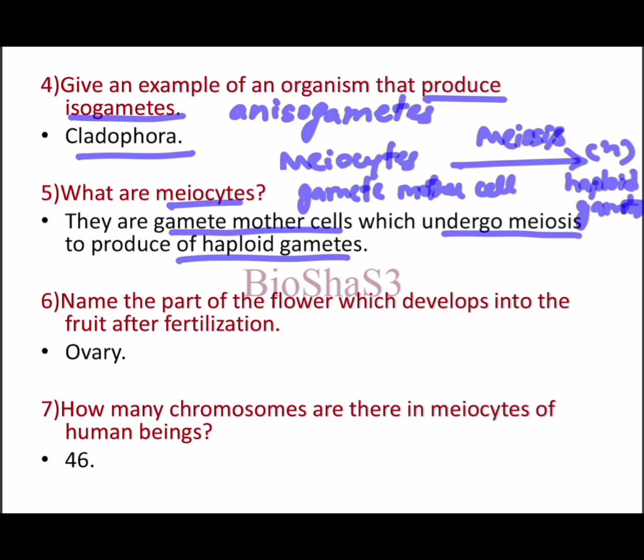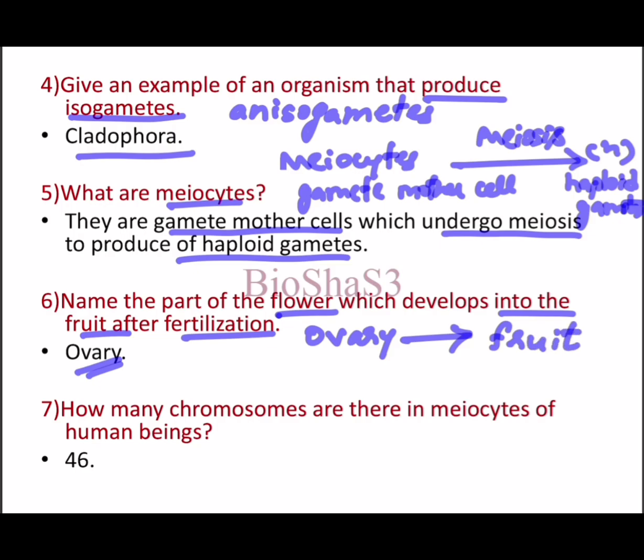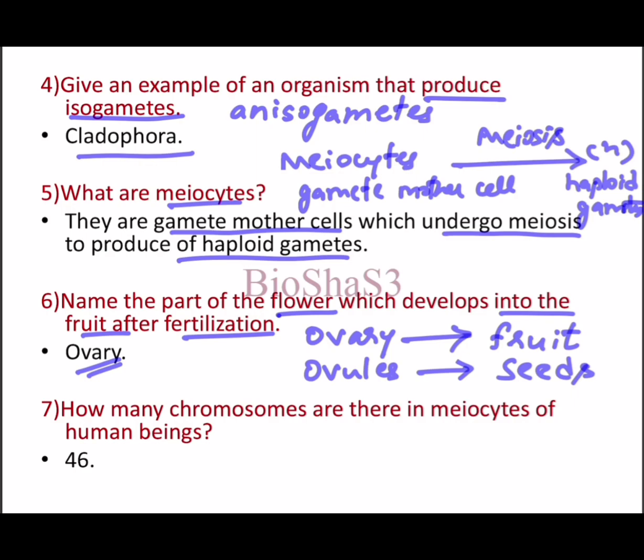Okay. So next question, name the part of the flower which develops into the fruit after fertilization. That is ovary. You know that ovary give rise to fruit. Parallelly which question could be asked in the next time? Ovules develop into seeds, isn't it? So this is how you predict the question while you are studying. So now you know one question. So ovary will give rise to fruit, and also you know the another question, that is ovules will give rise to seeds.